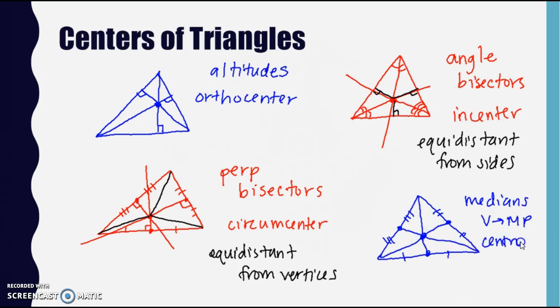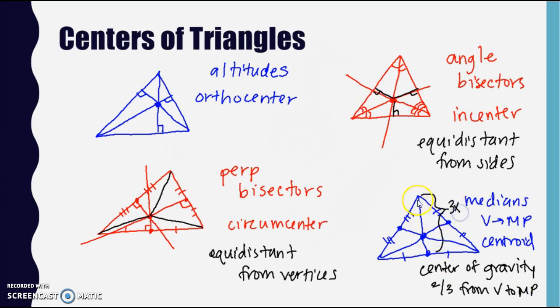And the centroid actually has 2 pieces of information. One of them is that it's the center of gravity, so you could balance it on the centroid and it would stay flat. And the other one is that it's 2/3 from vertex to midpoint. So that just means that if I consider this whole thing to be 3 parts, so 3x, that means that the long side from the vertex is 2 of the parts, and the short side to the midpoint is 1 of the parts. So we have 1x, 2x, and the whole thing is 3x.